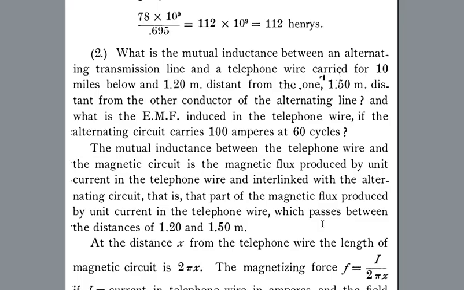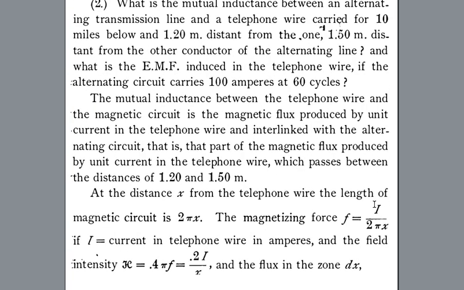Example 2. What is the mutual inductance between an alternating transmission line and a telephone wire carried for 10 miles below and 1.20 meters distant from the one, 1.50 meters distant from the other conductor of the alternating line? And what is the electromotive force induced in the telephone wire if the alternating circuit carries 100 amperes at 60 cycles? The mutual inductance between the telephone wire and the magnetic circuit is the magnetic flux produced by unit current in the telephone wire and interlinked with the alternating circuit. That is, that part of the magnetic flux produced by unit current in the telephone wire, which passes between the distances of 1.20 and 1.50 meters.